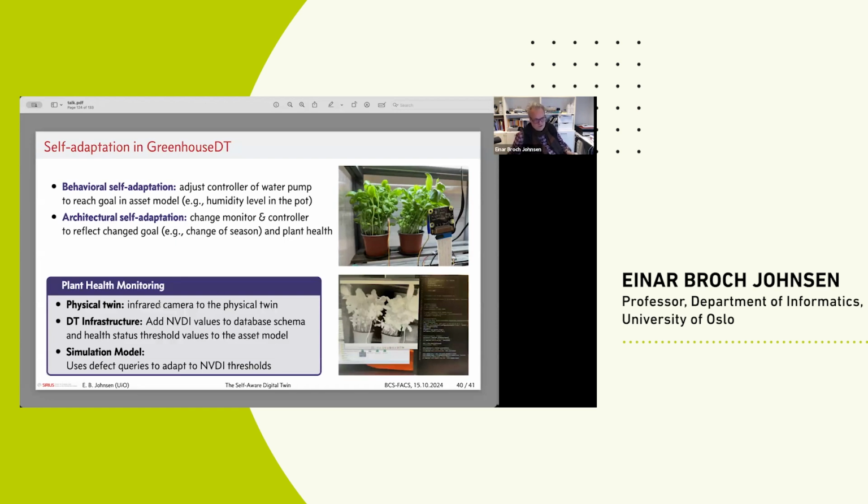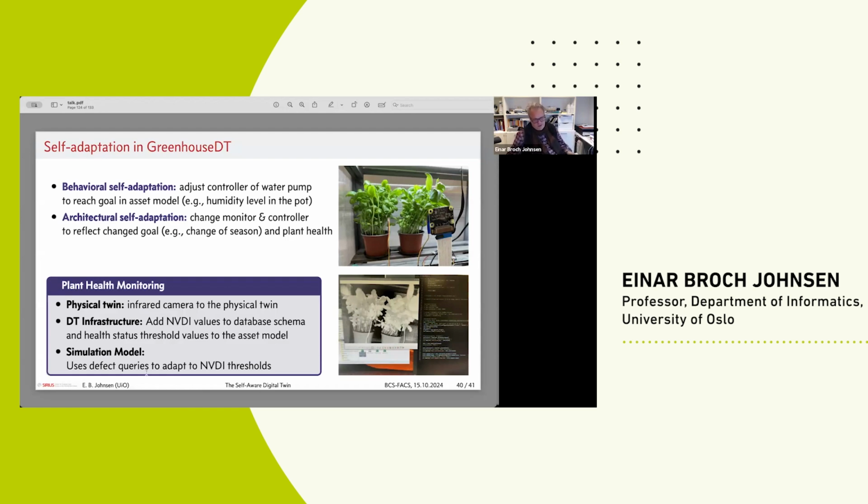So we add a sensor to the greenhouse, which is an infrared camera. And then we use an analysis technique to look at the chlorophyll production of the plant to detect whether it is producing a reasonable amount of chlorophyll. And then we use this to decide whether it's healthy or sick.